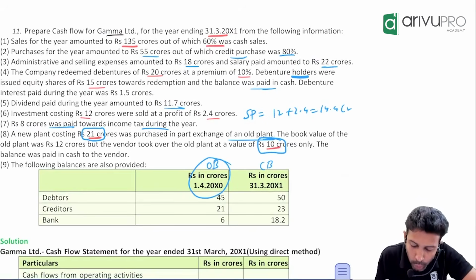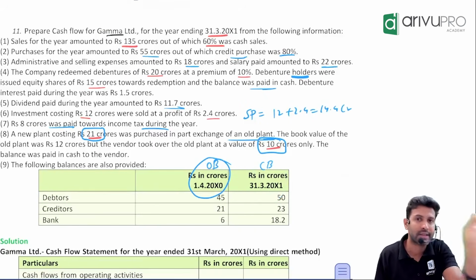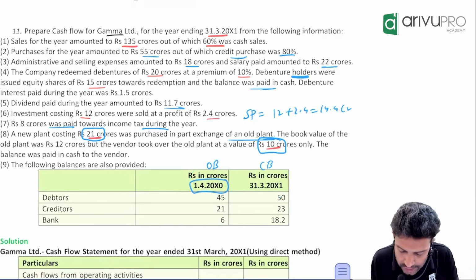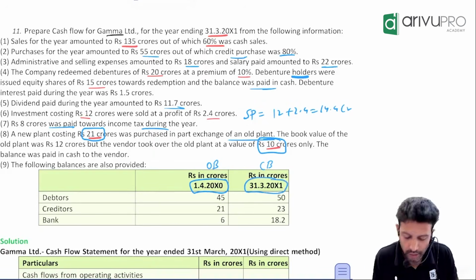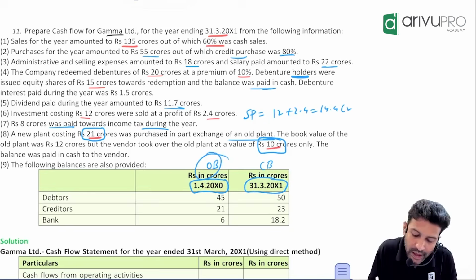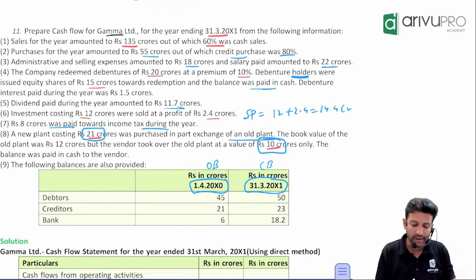First they will give you opening and then they will give you closing. Sometimes they will reverse the order. First they will give you closing and then the opening. So whenever this data is given, first pay attention to the date. 1st April 20x0 and then they have given 31st March 20x1. So this is OB and this is closing balance.